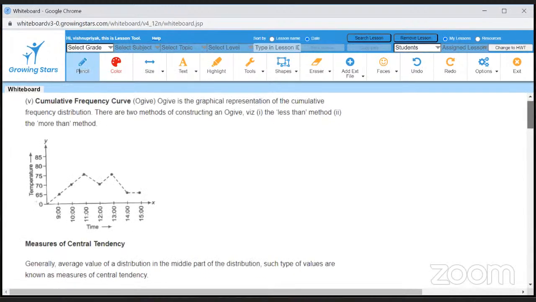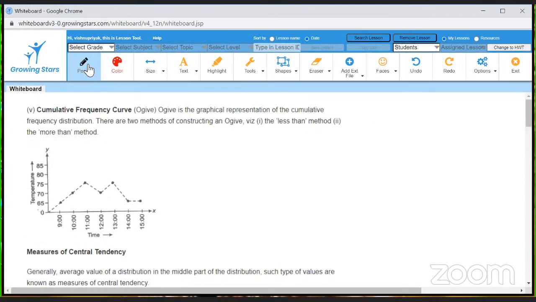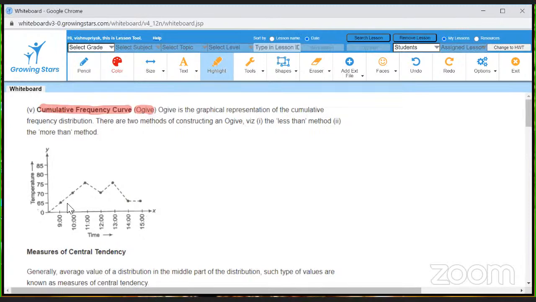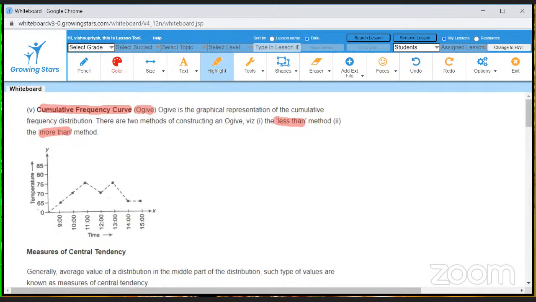Cumulative frequency, just now I told you about the table. But now we are talking about the cumulative frequency curve or ogive curve. It is nothing but telling about the frequency again. But cumulative frequency curves are of two types: less than cumulative frequency, more than cumulative frequency.